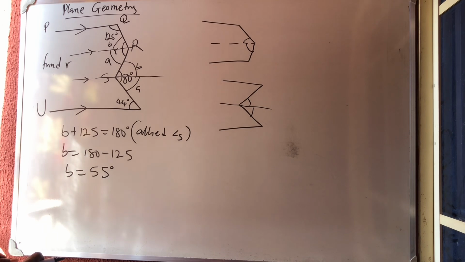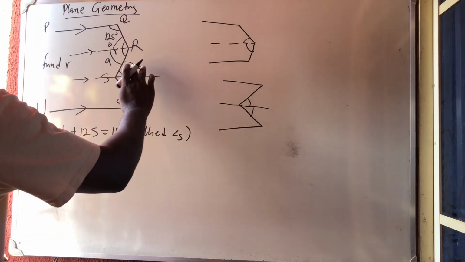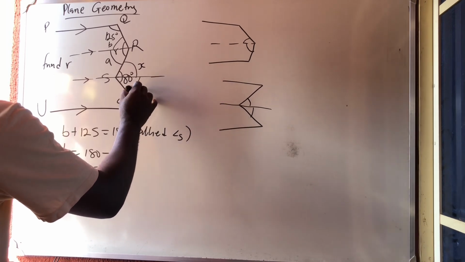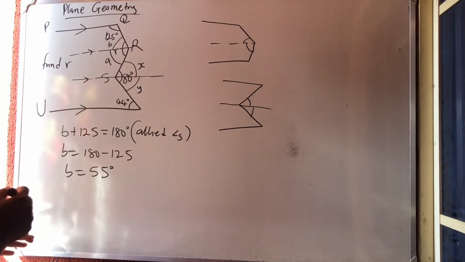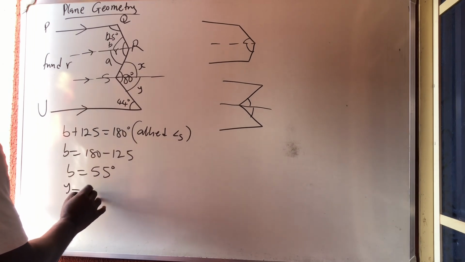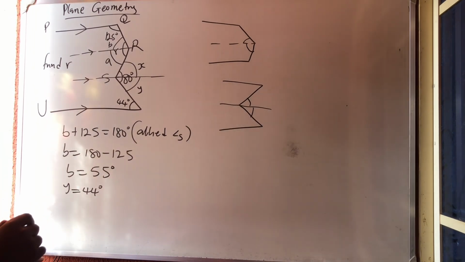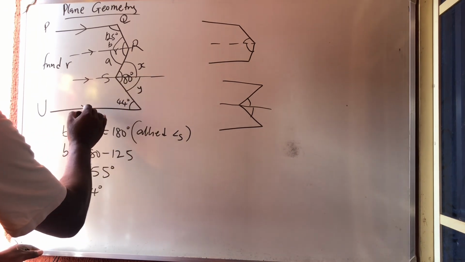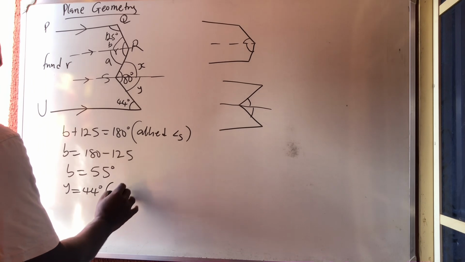Now for my A, sorry, we cannot have A and B again. So here should be X and Y, for instance. If we look at that, we'll see that my Y is equal to 44 degrees. What's my reason? Alternate angles, they form a Z. I see the Z, they form a Z. So my reason is alternate angles.